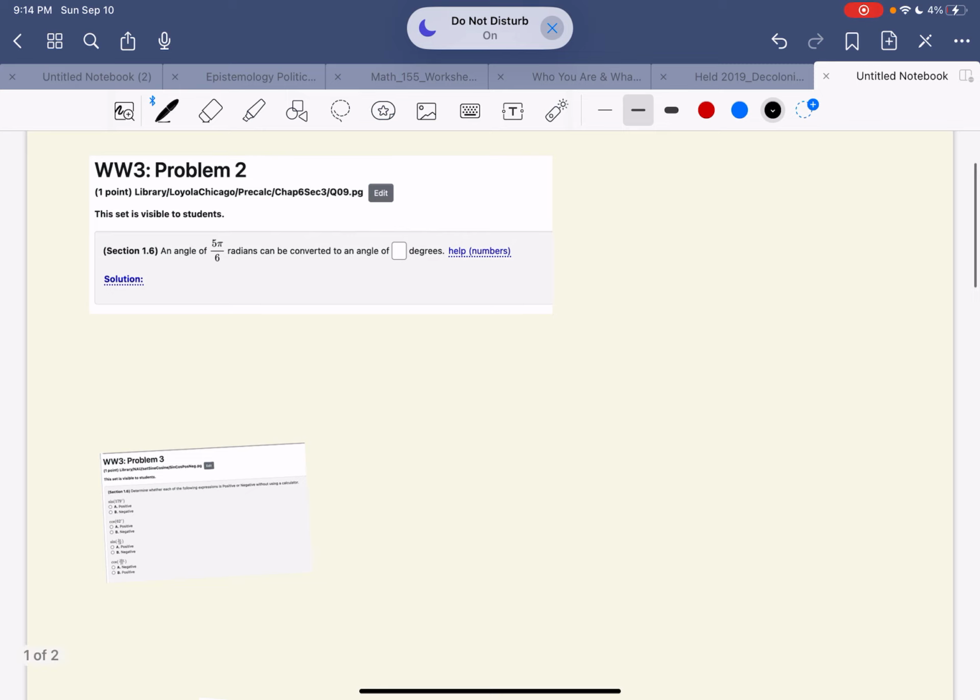So the first thing to know is that pi radians, which we typically don't actually write out the units of rad, but pi radians is 180 degrees. Okay, so now we can use this, for example, if we have to do 5 pi over 6 radians and we want to convert to degrees.